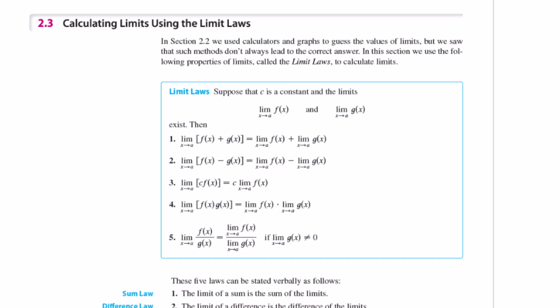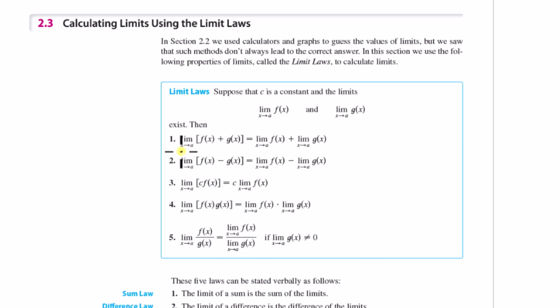So if we're dealing with a limit from the perspective of its actual expression of x, then we can use these properties of limits listed here, called the limit laws, to evaluate the limit. Okay, and so again, just using calculators and graphs to guess values of limits, it's not foolproof. It's not bulletproof. You might not always get the correct answer. So in this section, we use the following properties of limits called the limit laws to calculate limits using the actual function itself, the function expression that you're working with. The limit as an input approaches some value of some expression of the input.